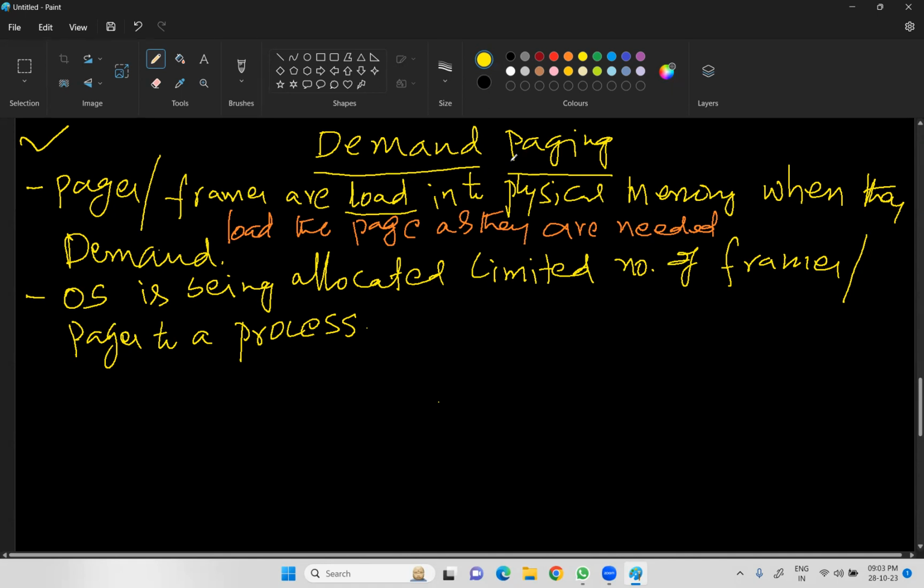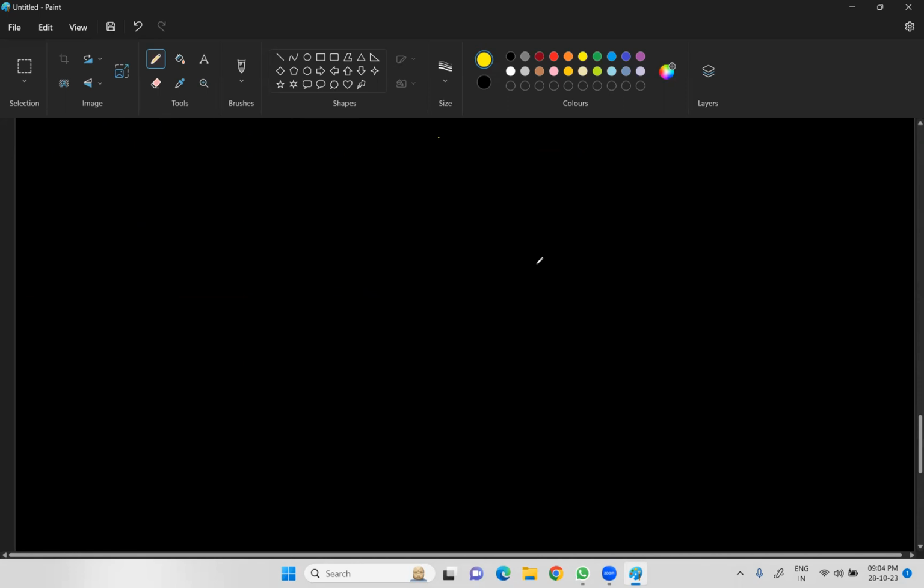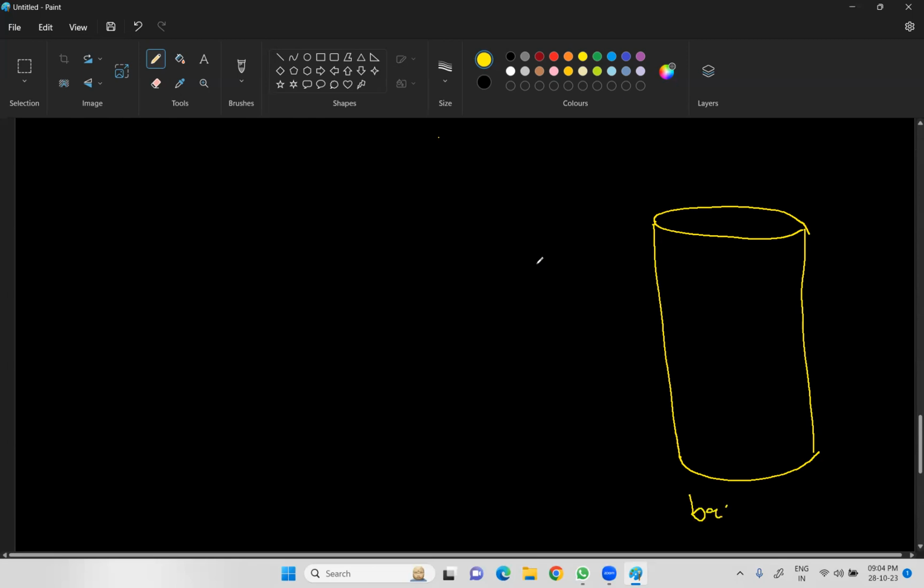Let us consider, for example, that your process always resides, not loaded, but resides in your backing storage device. Let me talk about this for a while. Always your process resides in the backing storage device, something like this. This is the backing storage device, otherwise called the auxiliary storage device.